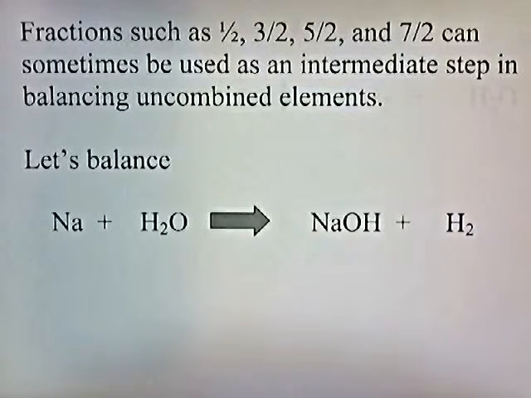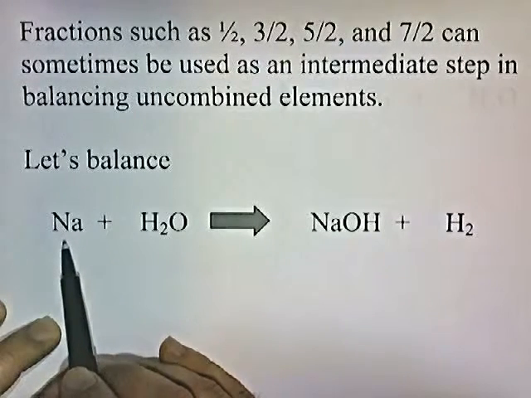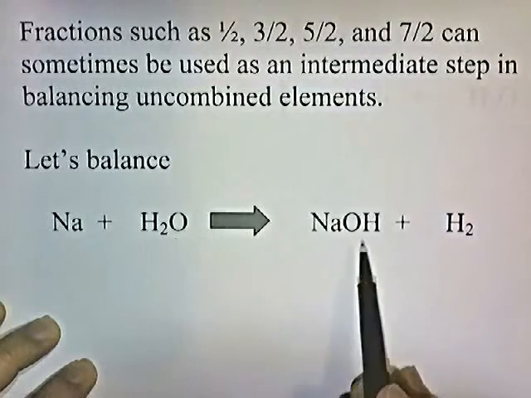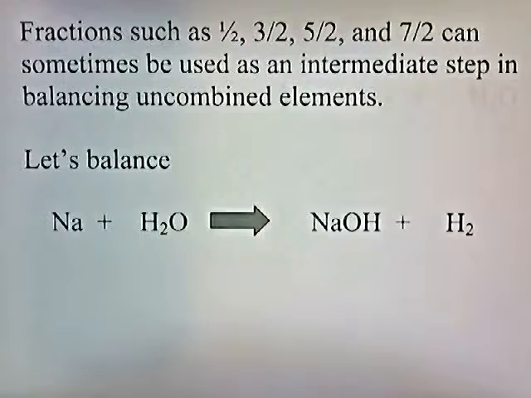Now fractions such as 1/2, 3/2, 5/2, and 7/2 can sometimes be used as an intermediate step in balancing uncombined elements. Let's balance this equation right here. If you look at it, we've got 1 sodium on each side, Na and Na. There's 1 oxygen on each side, so oxygen here and oxygen here. So the sodiums and oxygens are balanced.